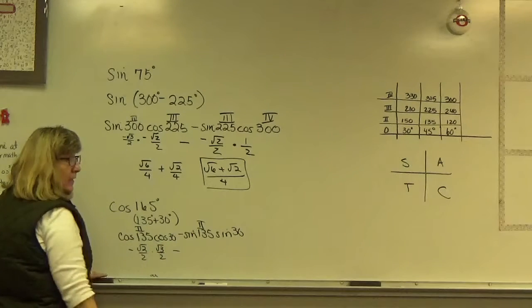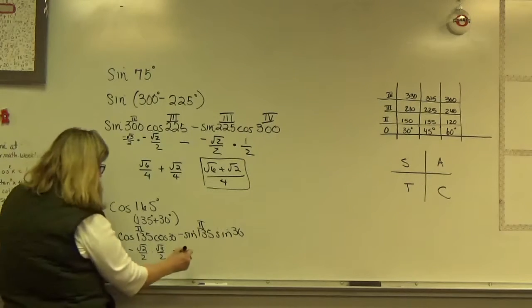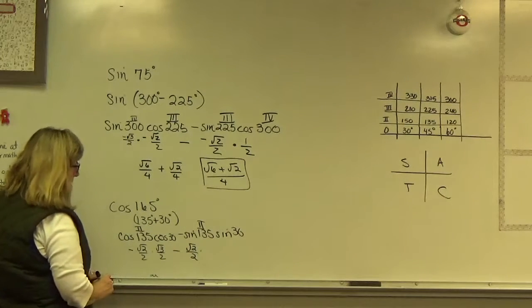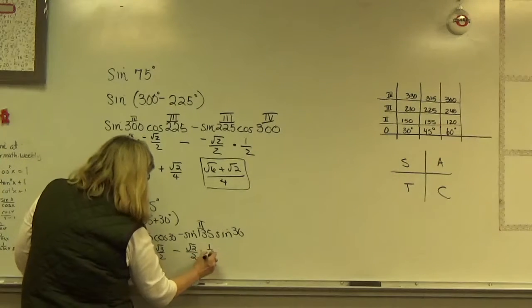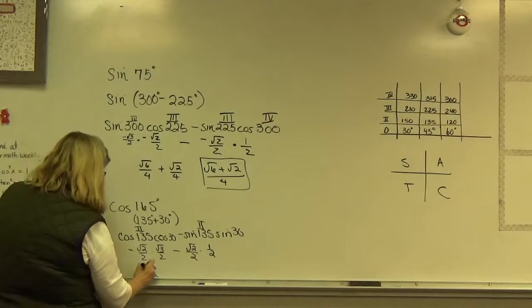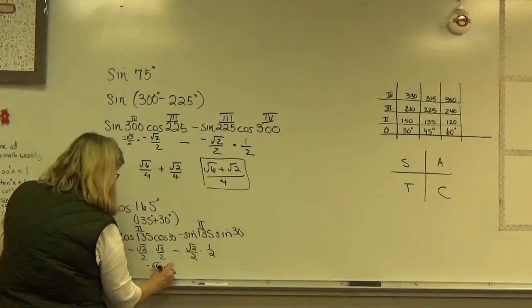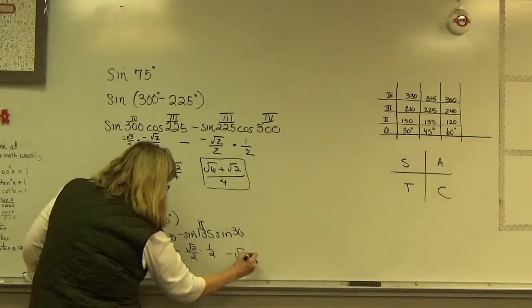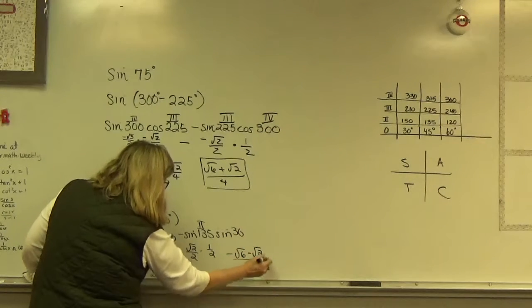What's the sine in the second quadrant? Positive. So I don't need to worry about that one. And isn't it radical 2 over 2? Mhm. And what's the sine of 30? 1/2. So we get negative square root of 6 over 4 minus square root of 2 over 4. So negative square root of 6 minus the square root of 2, all over 4.